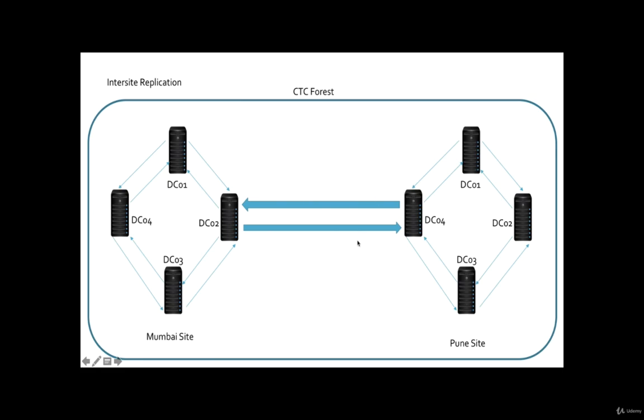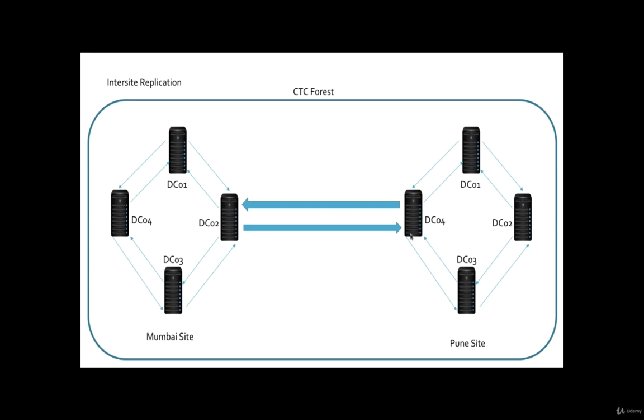Here in this city's forest, you have headquarters at Mumbai and a branch office at Pune. In order to replicate between sites, on each site Active Directory automatically chooses one domain controller for replication. Like here, in the Mumbai site, this DC02 domain controller is automatically selected for replication, and in the Pune site, this DC04 domain controller is automatically selected. These two, DC02 and DC04, are called bridgehead servers.